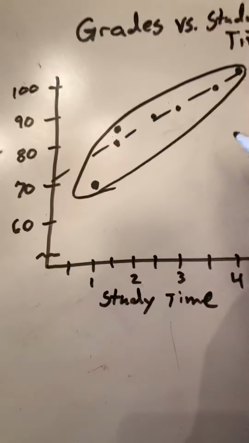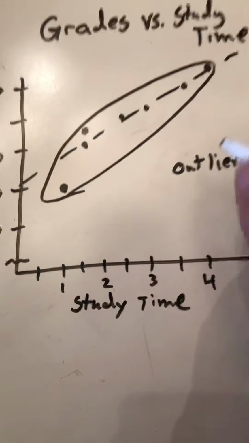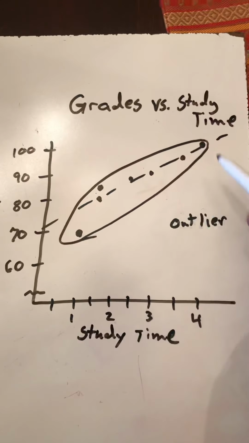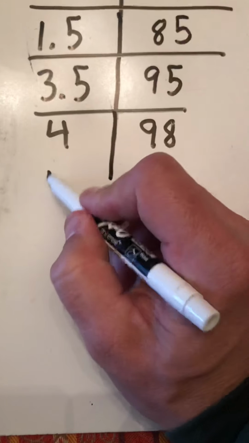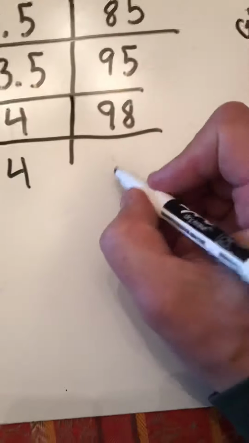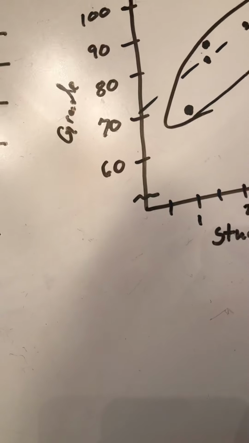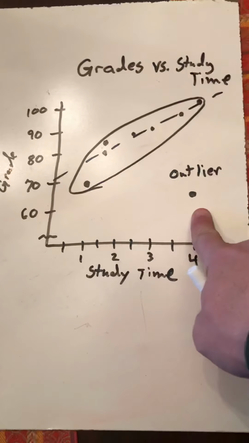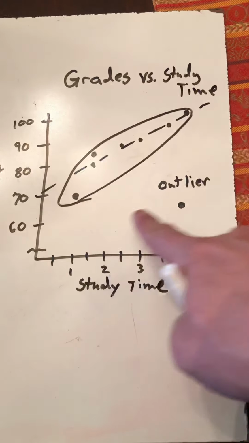Now, the term outlier is simply a point that would lie outside this data. This data as it stands doesn't have an outlier. But what if we had a student that studied for 4 hours and made a 65? That would put them down here. This point would be an outlier because it lies so far outside the other data.